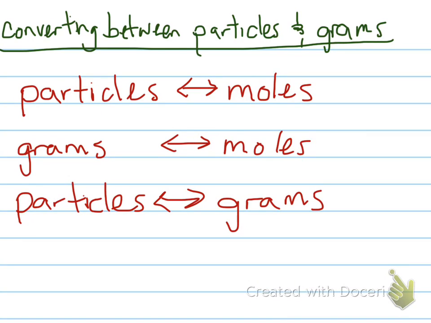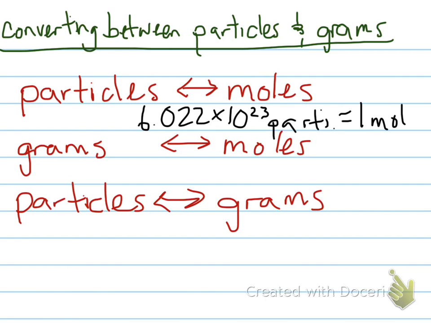In this video, you are going to learn how to convert between particles and grams. We've already learned how to convert between particles and moles. To convert between particles and moles, we've been using Avogadro's number, that's 6.022 times 10 to the 23rd particles in 1 mole. And you've learned how to convert between grams and moles.